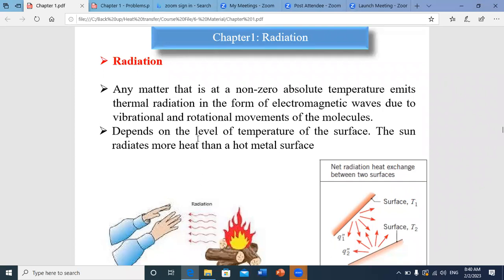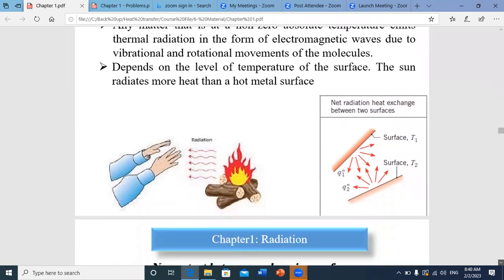And radiation will be affected by the temperature of the surface. The larger the temperature of the surface, the larger the radiation that can be emitted from it. That's why the sun is one of the main sources of radiation. And when we discuss global warming later, it will of course involve radiation flux from the sun.